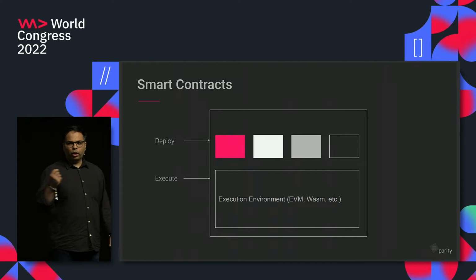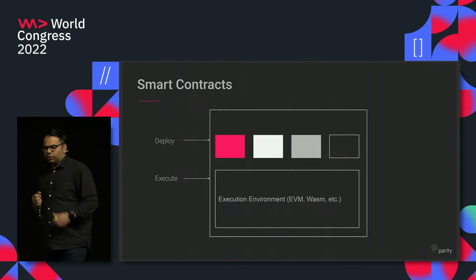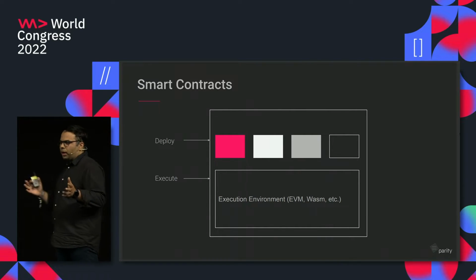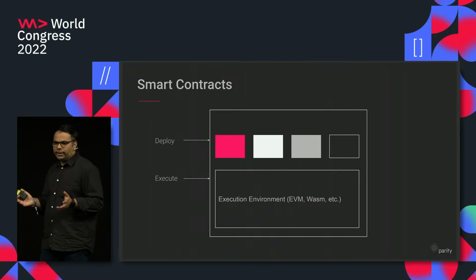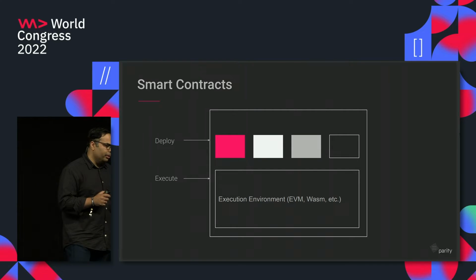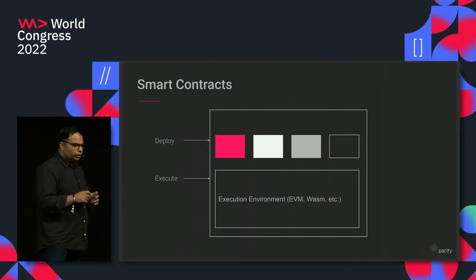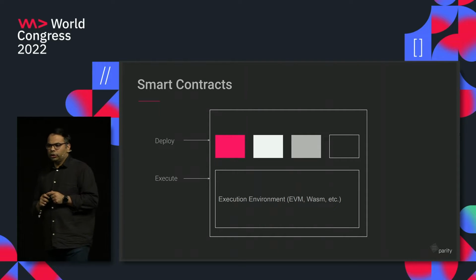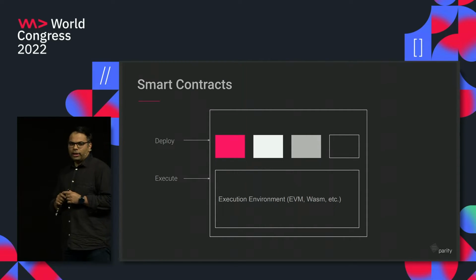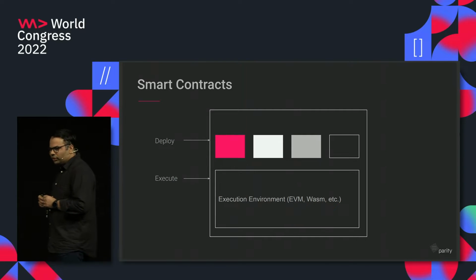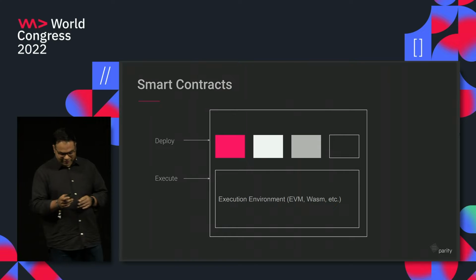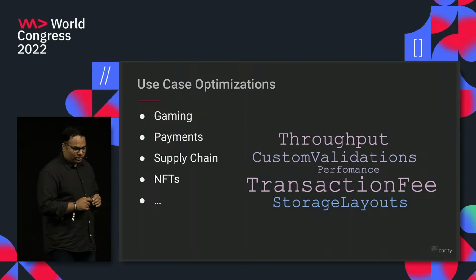So these smart contracts can be for different kinds of applications. And that is why I have put these boxes in different colors on this slide. One smart contract can be about supply chain, the other can be about gaming, the third one can be about payments, and so on. So different kinds of applications running on the same blockchain with the same generalized execution environment. Isn't that cool? Well, not so much. So let's look at some of the problems with this.